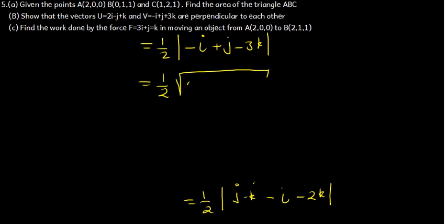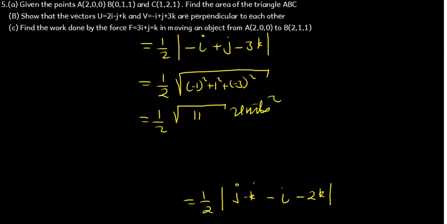That is going to be the square root of negative 1 squared plus 1 squared plus negative 3 squared. And that is going to give us 1 over 2 square root of 1 squared is a 1, 1 squared is a 1, 3 squared is a 9. So we have got 9 plus 1 plus 1, which is 11. So this is going to be the area, in units squared.